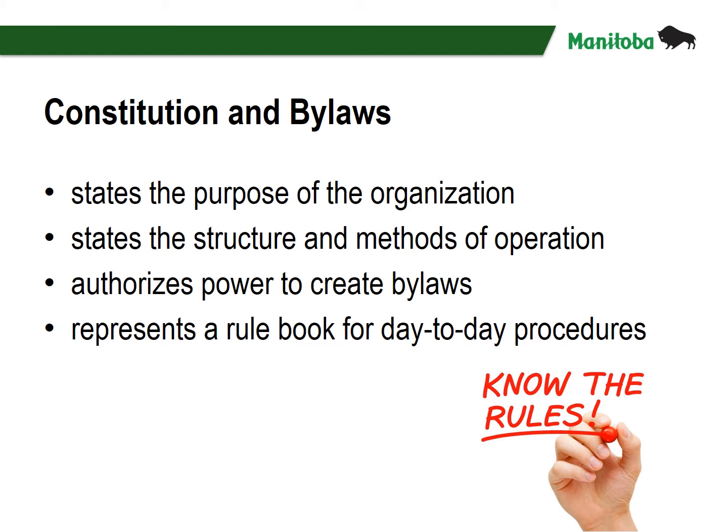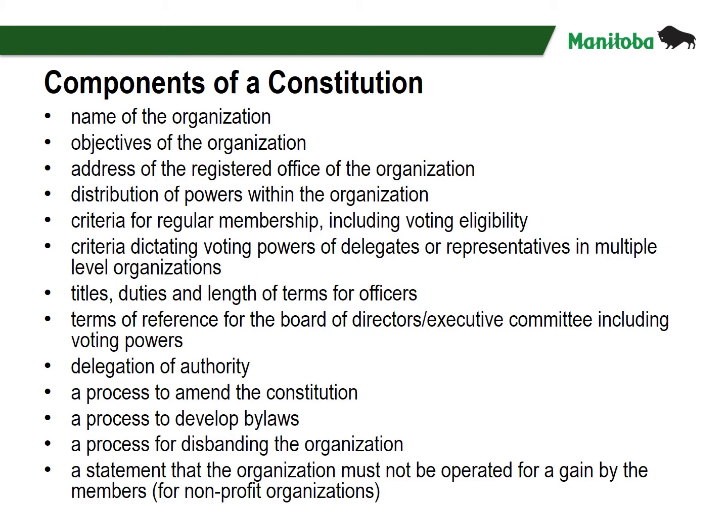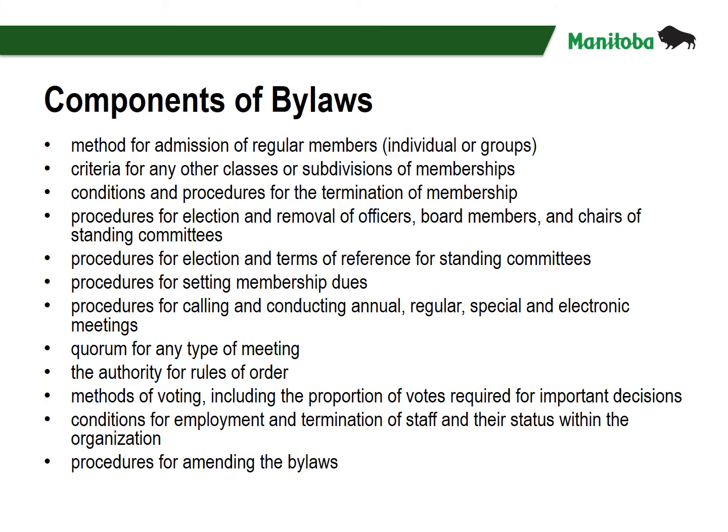Think of the Constitution as a framework that is used long-term. Common items to include in a constitution include the name of the organization. The typical items someone may find in the bylaws include method for admission of regular members, criteria for any other classes or subdivision of membership, conditions and procedures for the termination of membership, procedures for election and removal of officers, board members, and chairs of standing committees, and procedures for election and term.